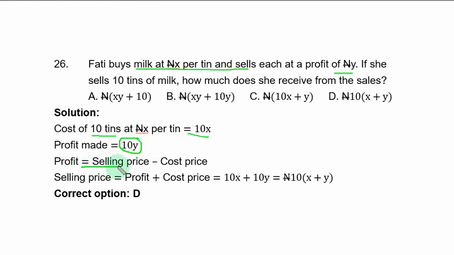Profit is always selling price minus cost price. So let's make selling price the subject, and you have selling price equal to profit plus cost price. That is 10Y plus 10S. In vertical order, you have 10S plus 10Y. You factor out 10. You have 10 bracket open, S plus Y bracket close in naira. D is the correct option.